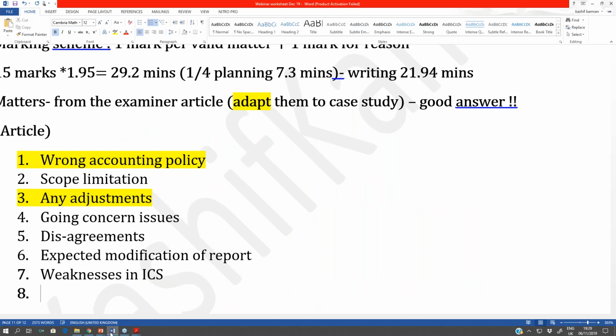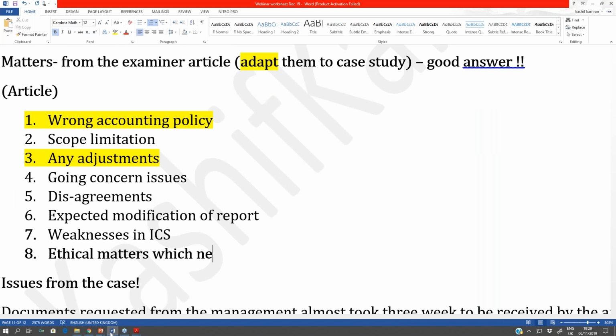Ethical matters which need to be clarified with the client. So that becomes my 8th matter. So two articles, right? Two articles are now giving me a list of 8.